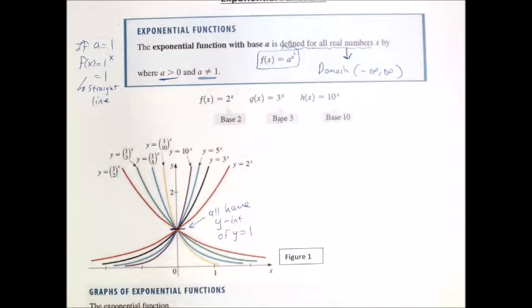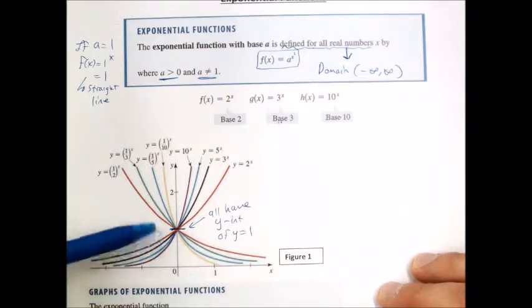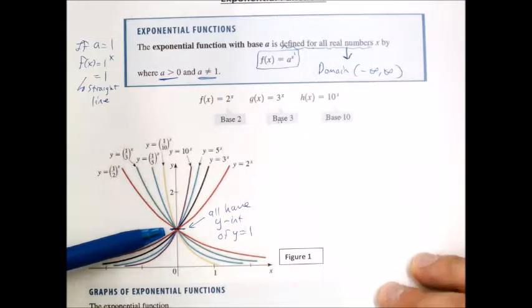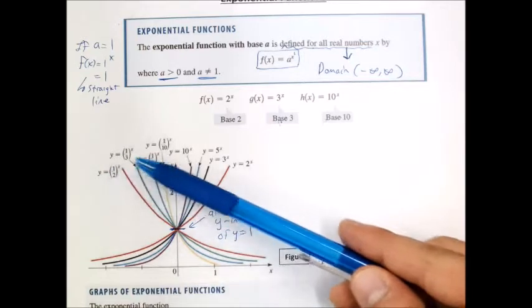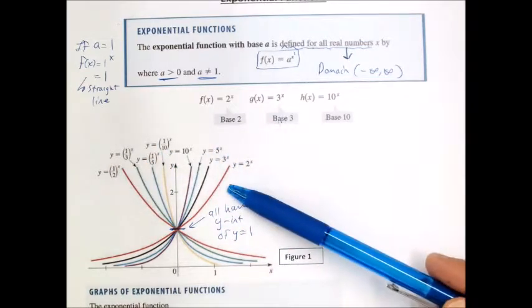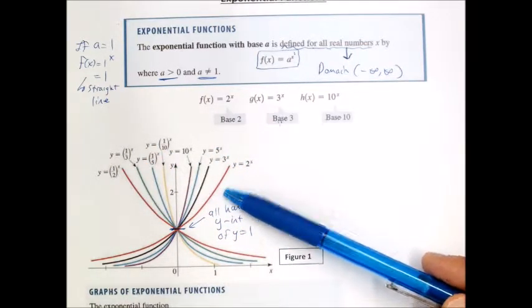Even if they're increasing really fast or they're decreasing, it doesn't matter. They all cross at y equals 1. What other characteristics do you notice? I mean, I can point them out, but what else is going on here? We're graphing 1, 2, 3, 4, 5, 6, 7, 8 functions here. And what do you see about them?